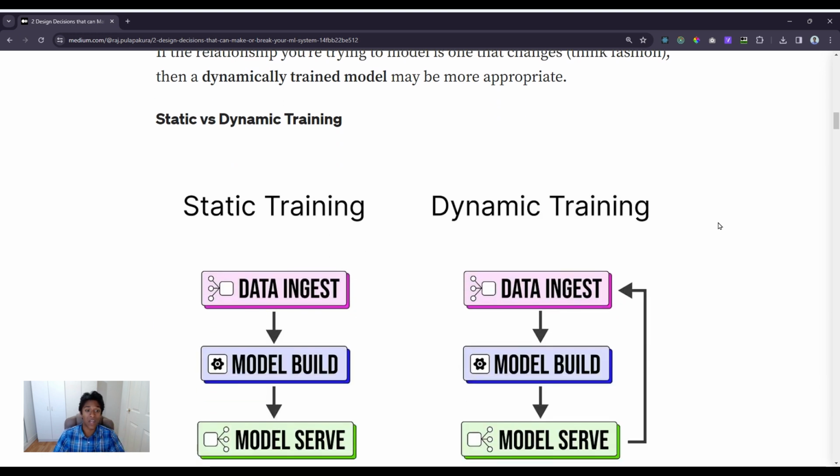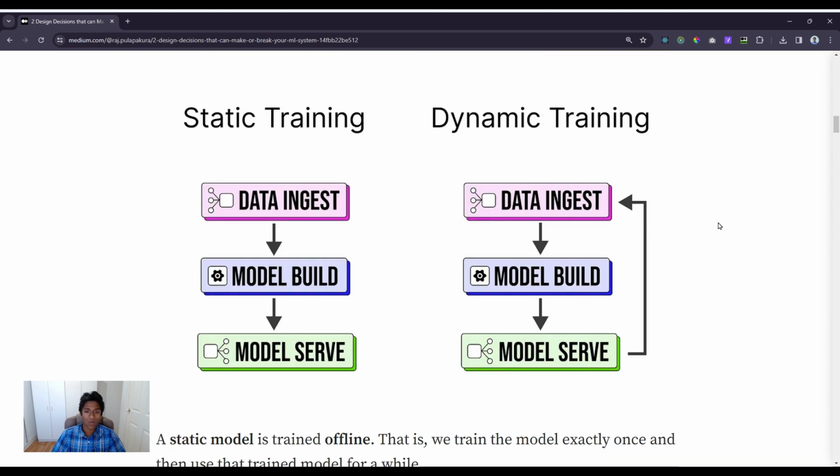So, what is static training and what is dynamic training? Well, they're essentially the same, except with dynamic training, we repeat the loop over and over again. So, this is the ML pipeline which we discussed in the last article. And for static training, we just use that pipeline once and we're done. Whereas for dynamic training, we run the pipeline and we take the observations from the model serve stage and we use that as feedback for the data ingest stage. So we're constantly re-evaluating and possibly retraining the model.